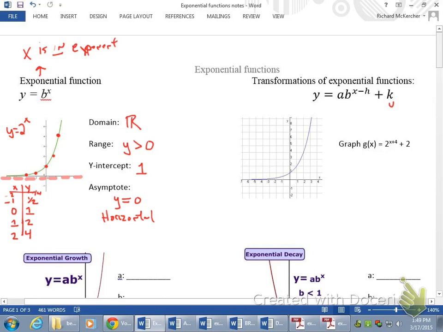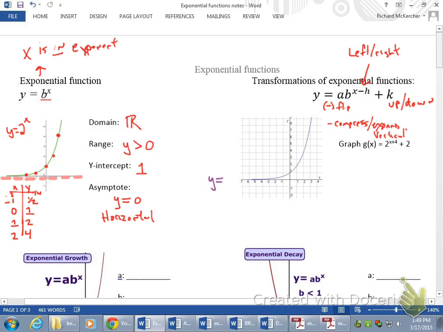Okay, we can do transformations with our functions. We're not going to spend a lot of time doing that, but it works exactly the same as all of our other transformations. The k on the outside moves it up and down. H on the inside moves it left and right. The a in front can flip it upside down, and it can also compress or stretch it vertically. So we've got a regular basic function right here.